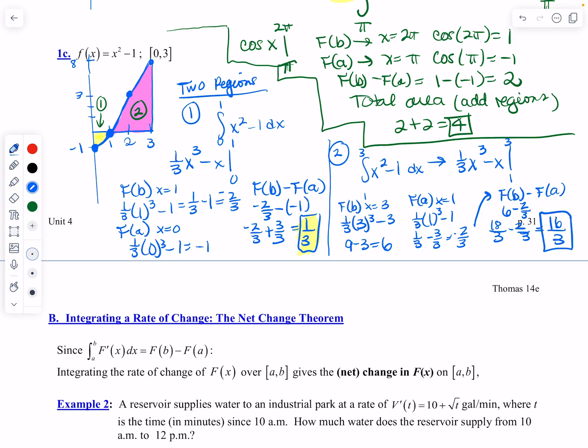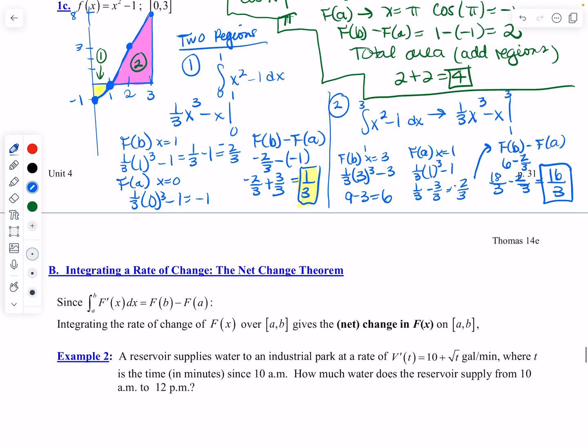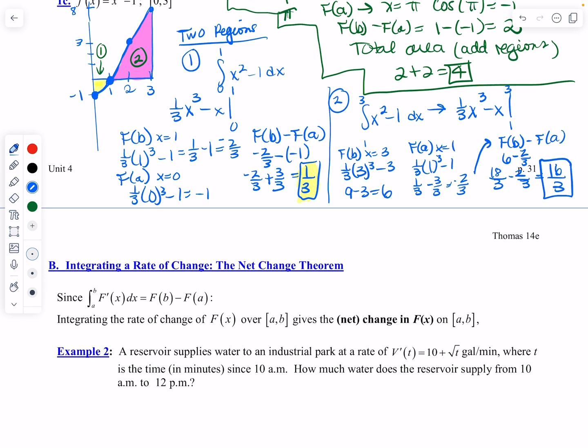But I am not done. My last step is I've got to add these two together. So add region 1 plus region 2. Okay, so 1/3 plus 16/3 equals 17/3. And that is the total region.